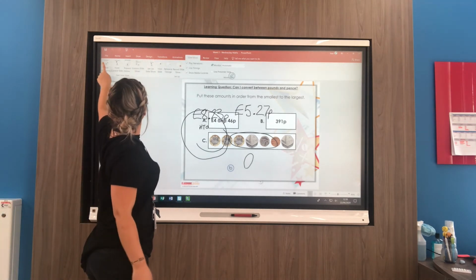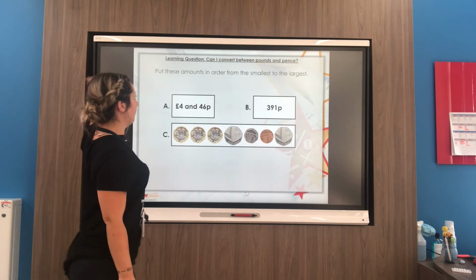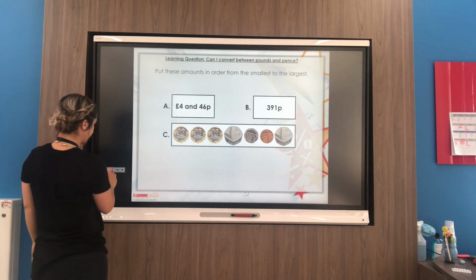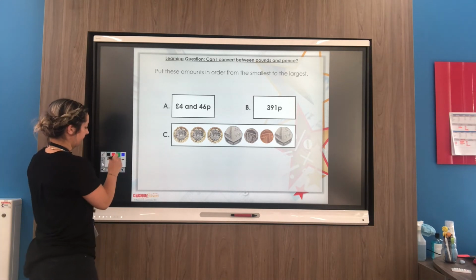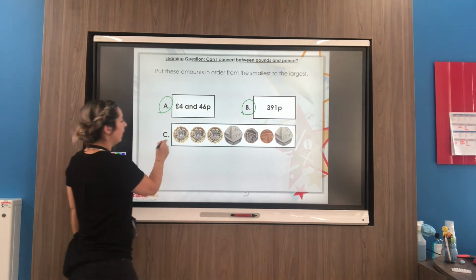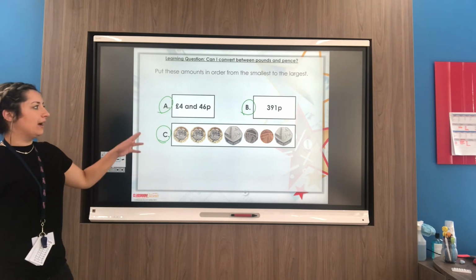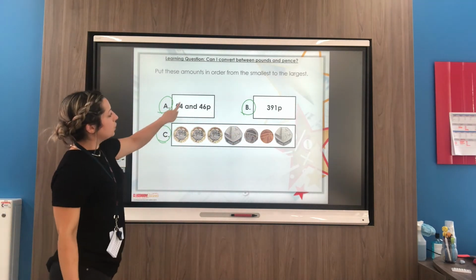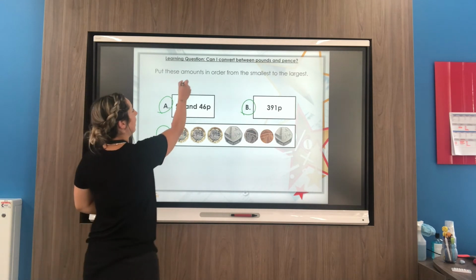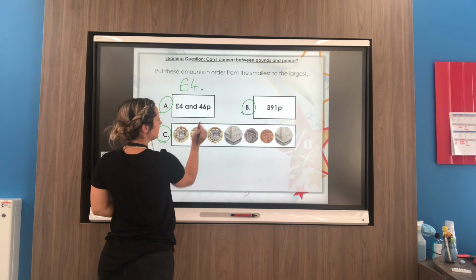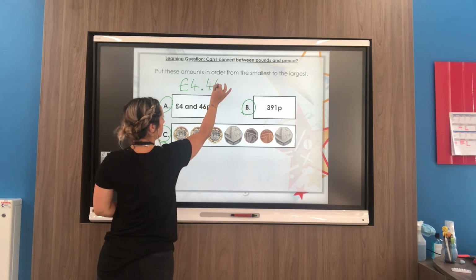Take these off. There we go. So put these amounts in order from the smallest to the largest. We've got A, B, and C. Now, to do this, we need to convert the amounts. So we've got £4.46p. I'm going to put it with my decimal point so it looks the same. So £4, separate my pence, 46p.